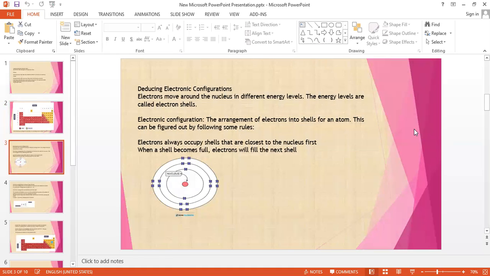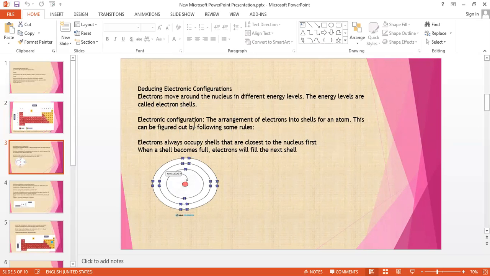Electronic configuration. It is the most important topic for you. What is electronic configuration? Electrons move around the nucleus in different energy levels. The energy levels are called electron shells. This is the most important point.